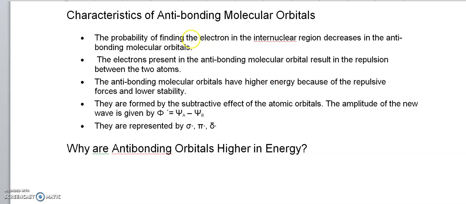The probability of finding the electron in the internuclear region decreases because this is anti-bonding. So the probability of finding the electron in the internuclear region will be less compared to bonding. And the electrons present in the antibonding orbital result in repulsion. We know in bonding it is attraction, in antibonding it is repulsion. They will repel each other. And the antibonding molecular orbitals have higher energy because if there is a repulsive force, it will be unstable.